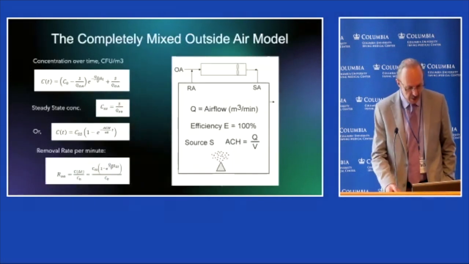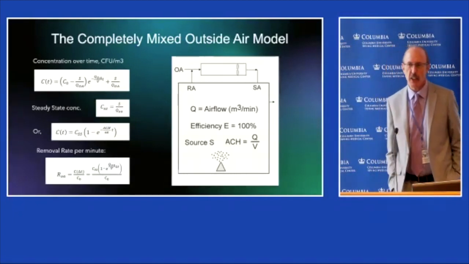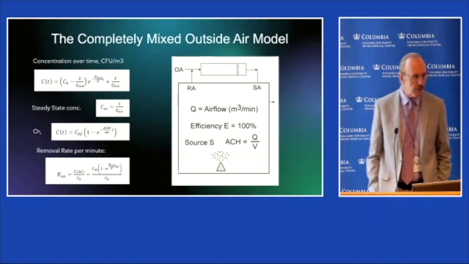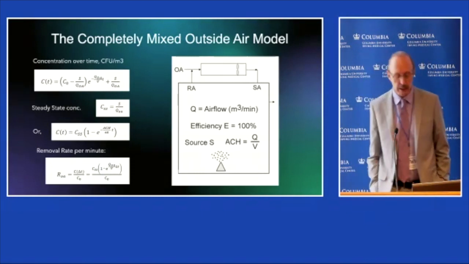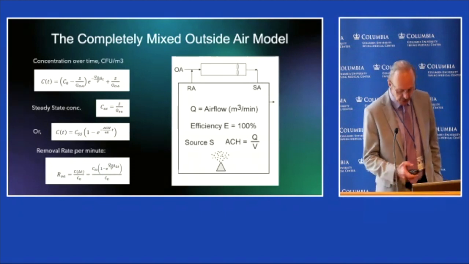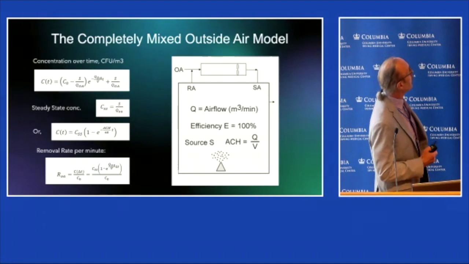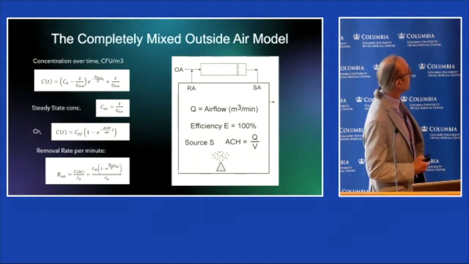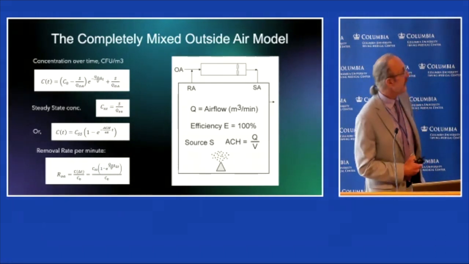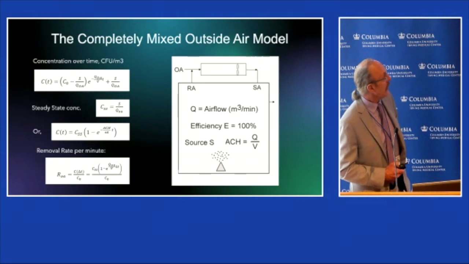of standard result. Now, what we have is the completely mixed outside air models, the ancient model for performance of an outside air system. We have the equations that are well known, almost over 100 years old. We can compute the steady state concentrations. We compute the removal rate per minute. And this type of test is performed in a model room with a constant source. And the air change rate in the room is the airflow over the volume.